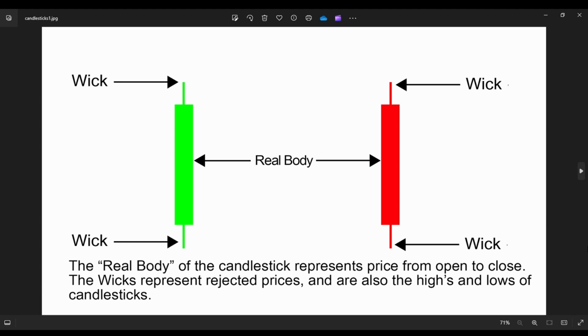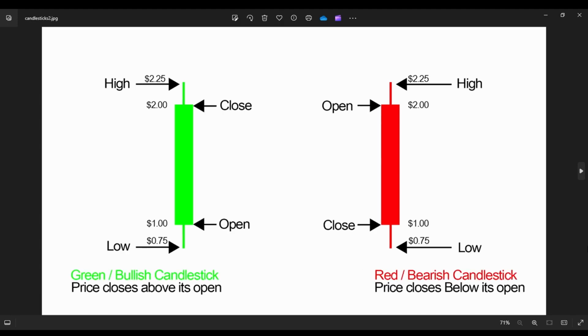When you see a candlestick, there will be two main components to the candlestick: the real body and the wick. The real body is the representation of price from open to close, right? The wick, on the other hand, represents rejected prices, right? And they are also the highs and lows of the candlestick itself, all right? So we have here two candlesticks. We have a green bullish candlestick, which means the buyers won in that time frame, and we have the red bearish candlestick, which means the sellers won in that time frame.